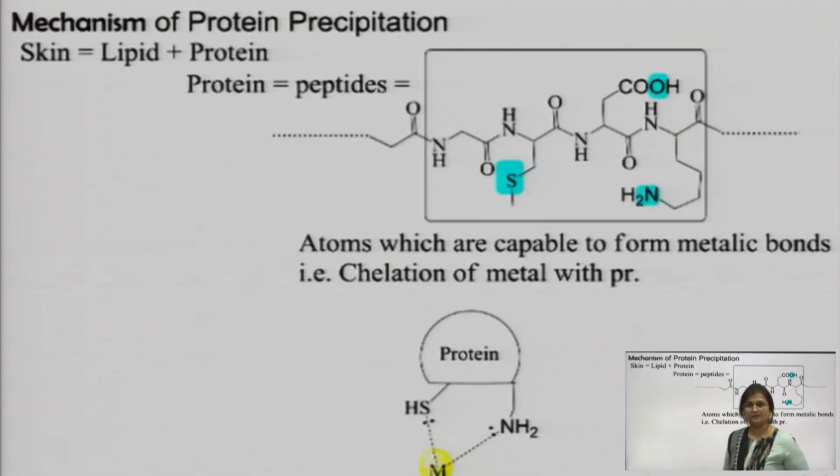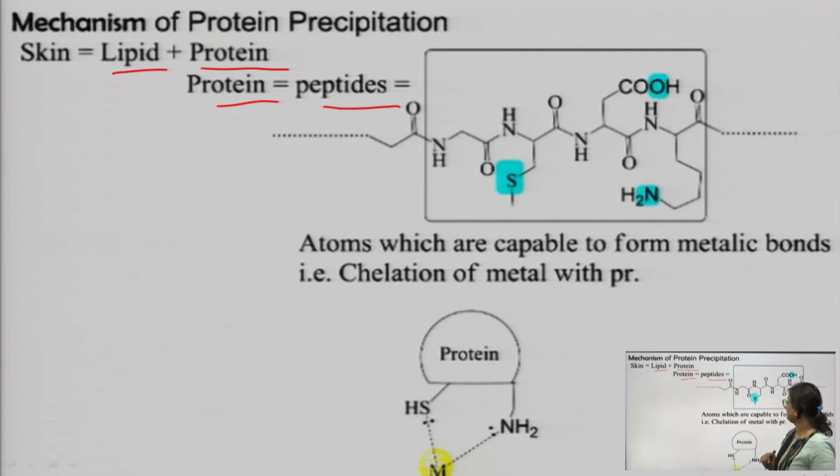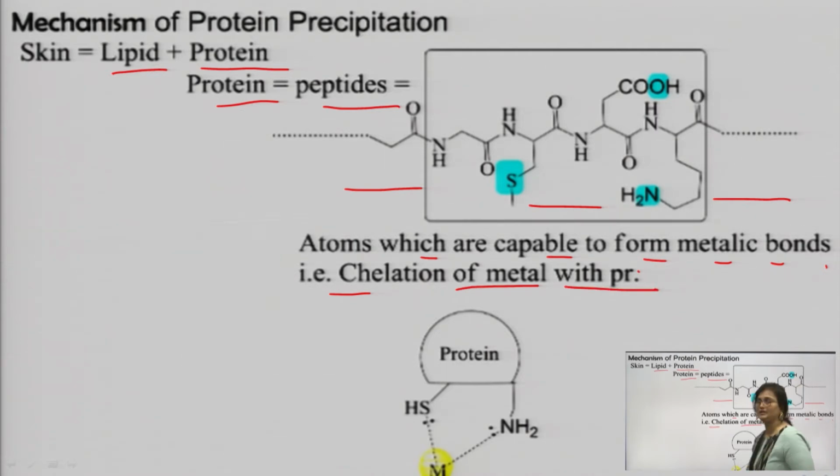See, skin is made up of lipid plus proteins. Proteins are in turn made up of peptides or amino acids. So what happens here is, the constituent atoms of the skin are capable of forming metallic bonds, that is, chelates of metals with proteins.